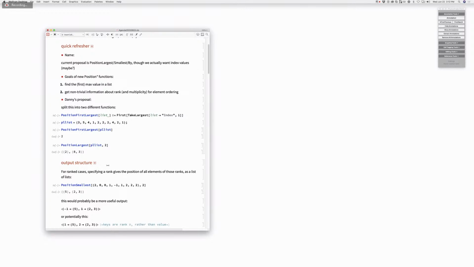Go ahead. Yeah, I was going to say, I think Danny is right in that when we initially looked at this, we wanted a pretty simple function that was: give me the position of the max value. And yeah, that's what we want. Which is basically what Danny has proposed with position first largest. I know, but that name is just not going to make it. Yeah.